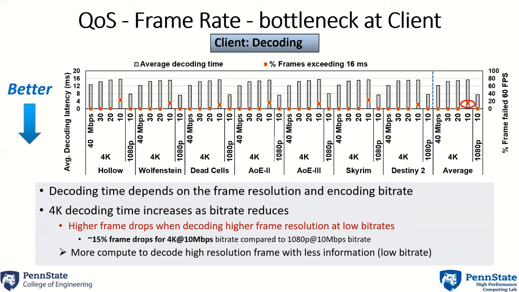For example, when decoding a 1080p resolution frame which is encoded at 10 Mbps bitrate, we observe no frame drop, whereas when decoding a 4K resolution frame encoded at the same bitrate, we observe around 15% frame drop. This is mostly due to, when encoded at low bitrate, higher frame resolutions require more computation to decode the frame.